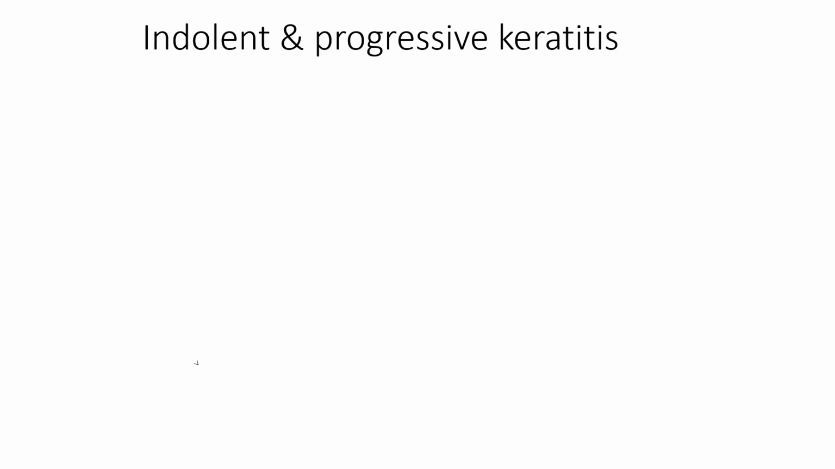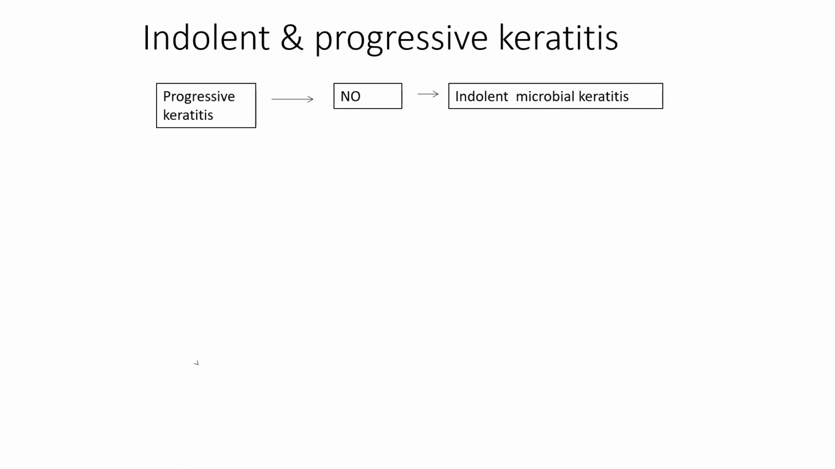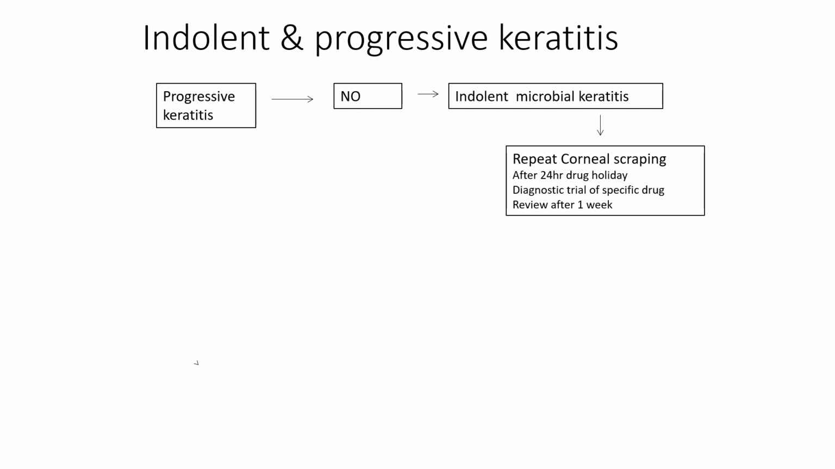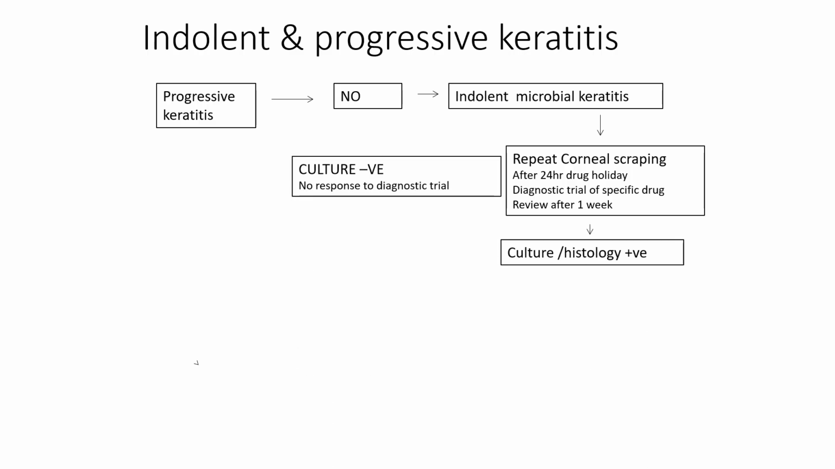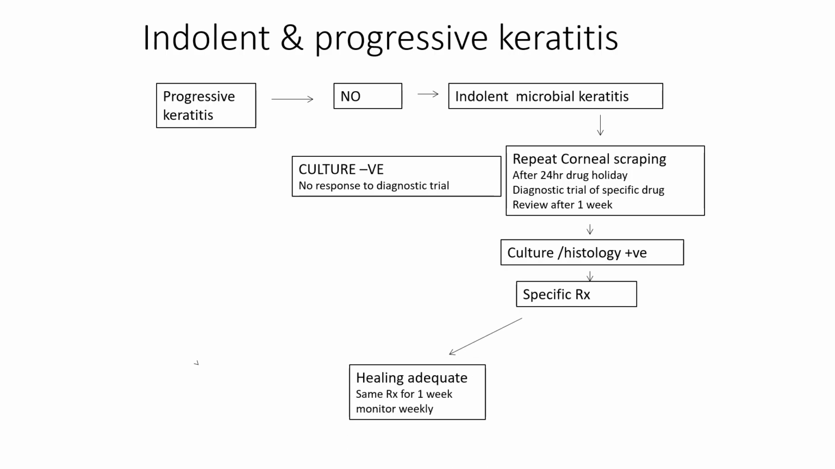What do you do in case of indolent or progressive keratitis? Whenever there is progressive keratitis or indolent keratitis, it is always ideal to repeat corneal scraping after a 24-hour drug holiday. It is important for us to pick up any new organism which we have been missing, and that's why the treatment has not been effective. If it comes out to be culture positive, then you treat according to the culture and check for the healing in the coming week.